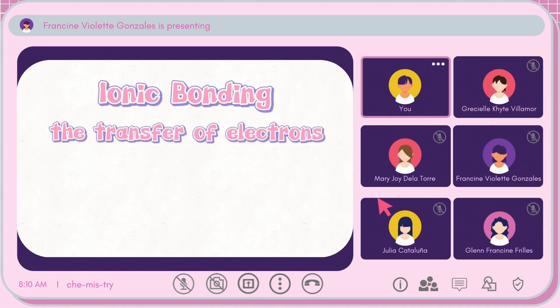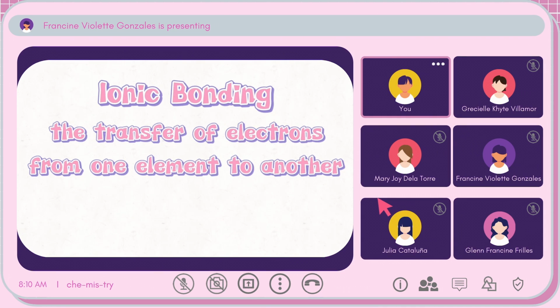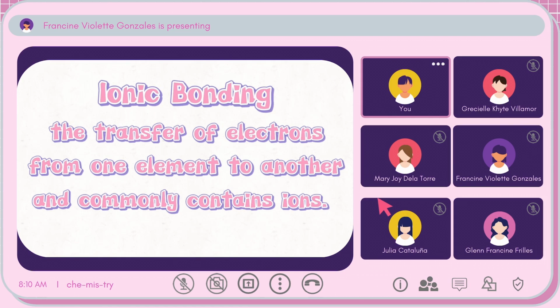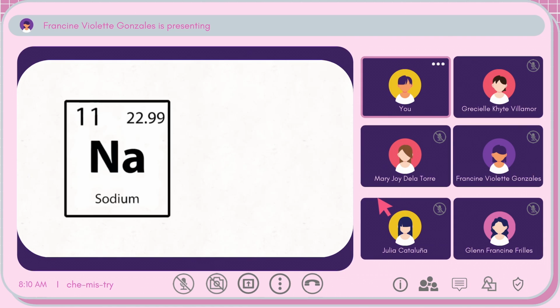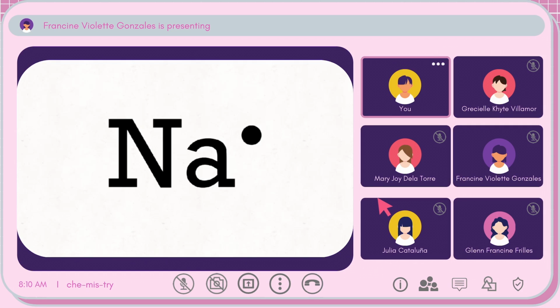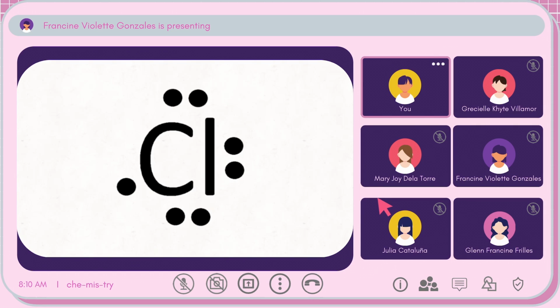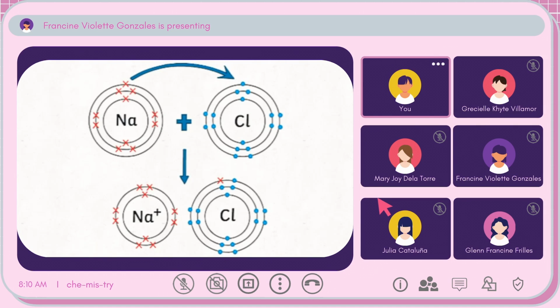Ionic bonding is a transfer of electrons from one element to another and commonly contains ions. Take for example, the bond between sodium and chlorine. Sodium has 1 valence electron while chlorine contains 7 valence electrons. The reaction between these 2 elements causes sodium to lose an electron and gain a positive charge, whereas chlorine gains the electron and acquires a negative charge.